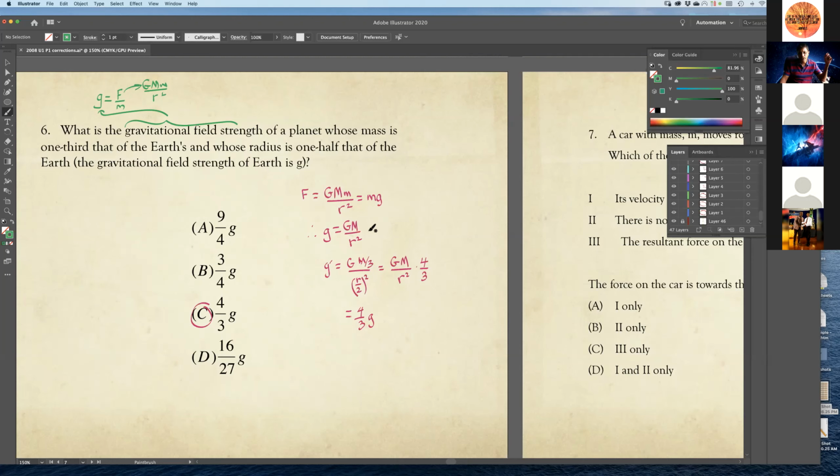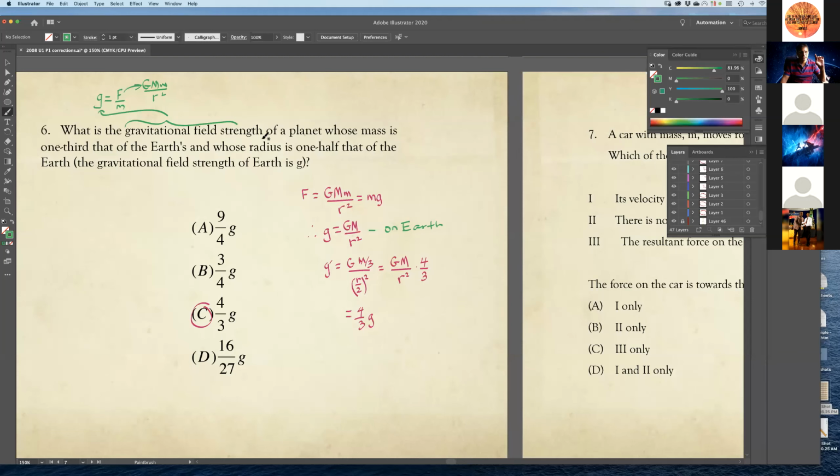This is what the gravitational field strength looks like on Earth. M is the mass of the Earth, r is the radius of the Earth. And this is also the general equation for gravitational field strength. The gravitational field strength for any planet is G times the mass of that planet divided by the radius of that planet squared. That's a general equation, but it's also specific for the Earth if M is the mass of the Earth and r is the radius of the Earth. We're good.